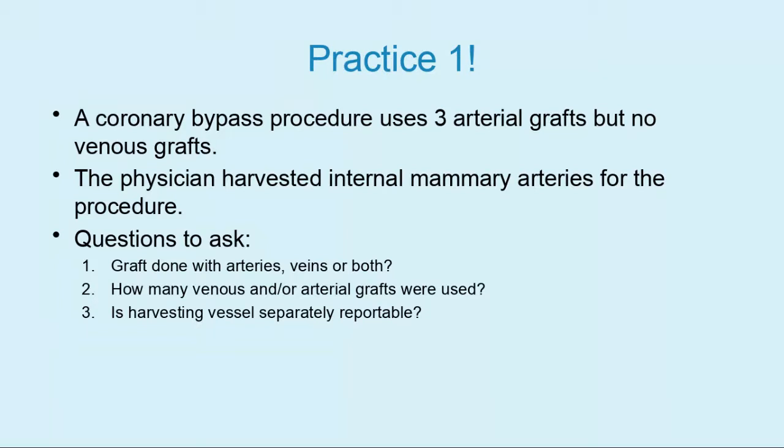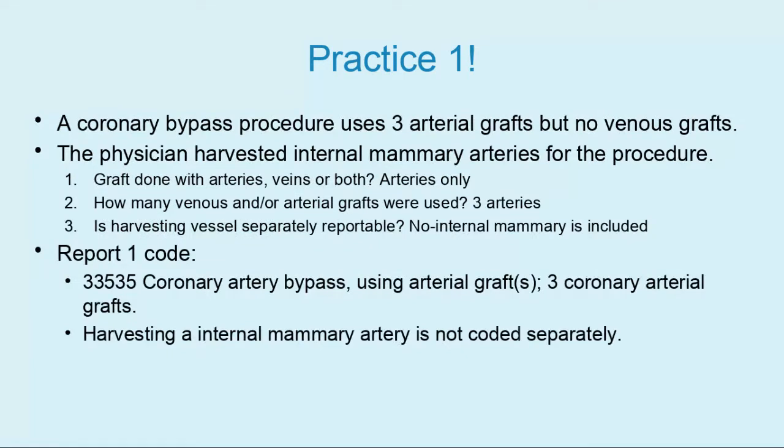Questions. We'll go down each question. It's a good idea to go through the questions because this kind of leads you to the correct code, step by step. So, graft done with arteries, veins, or both. How many venous arterial grafts were used? Is harvesting the vessel separately reportable? Okay, so we have 3 arterial grafts but no venous grafts.